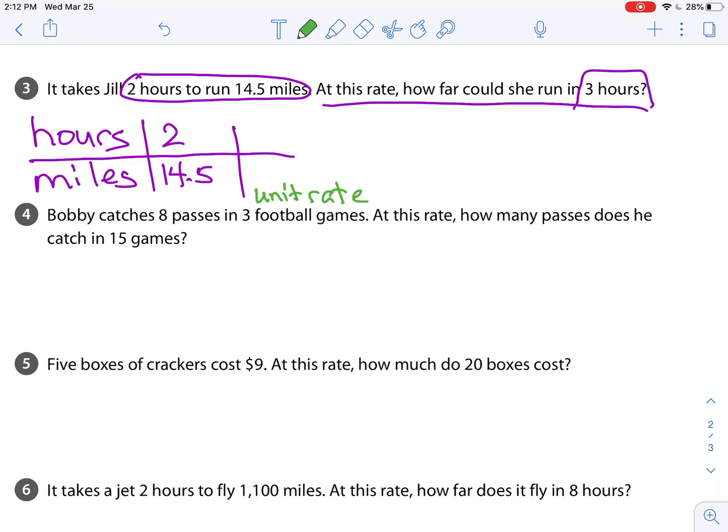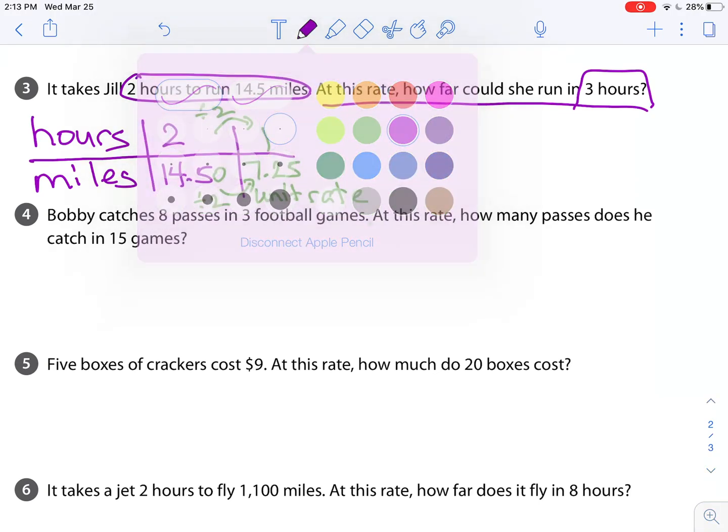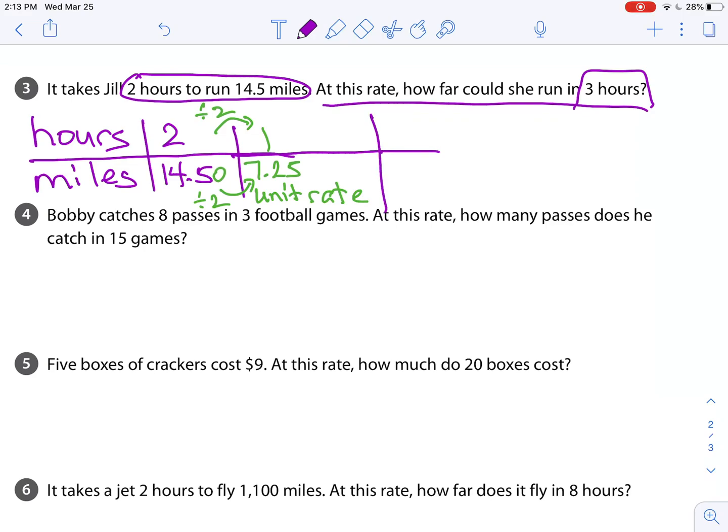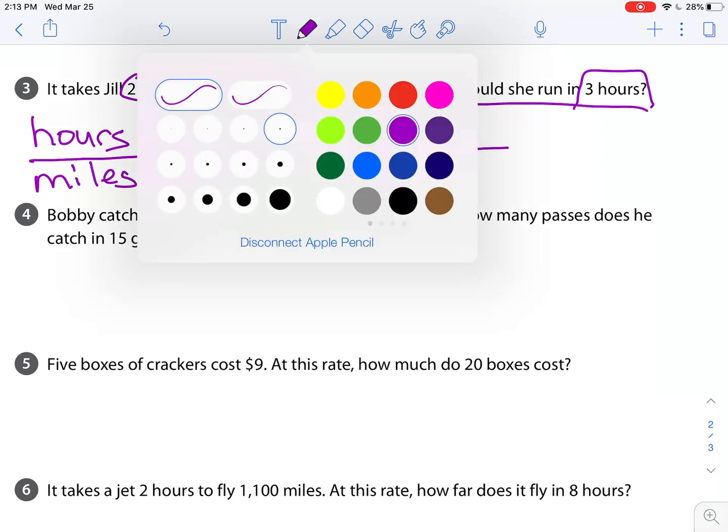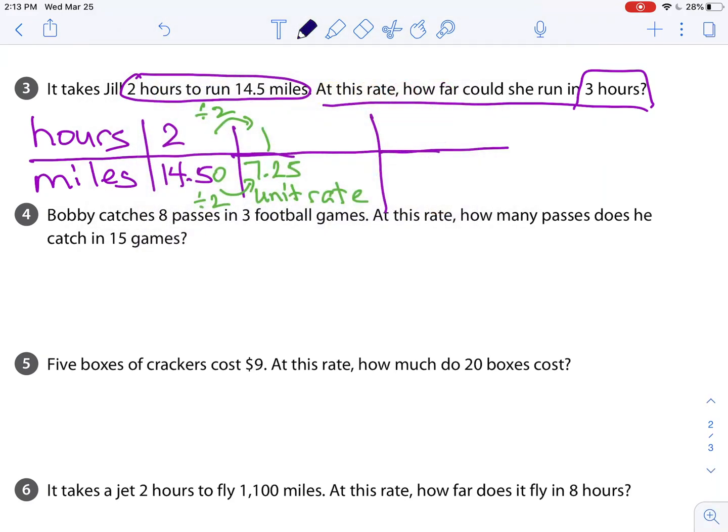So what I want you to do here is go to the unit rate first. We're going to figure out how far she can go in 1 hour. So to go from 2 to 1, we're going to divide by 2. And then, of course, we use the same scale factor down here. Half of 14 is 7, and half of 50 cents is 25 cents. So that's our unit rate. This becomes very effective, and you're going to do this more and more, like on page 4.